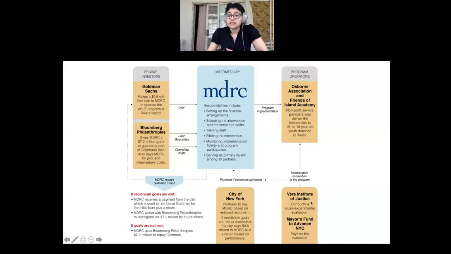And Vera did an independent evaluation. So if Vera found the program was successful, then Goldman and Bloomberg would get their money back. But if it found that it was unsuccessful, then they would get a loss for the program and they would lose those funds. And their particular goals right here were that if recidivism was reduced by a particular amount.